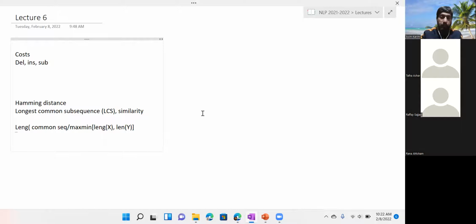And of course, to find that numerator, which is the length of the common sequence between the two strings, you will have to solve the edit distance problem, or in general, the alignment problem. So we have to align the two strings. Once you have aligned the two strings, then you can find the common length in the two sequences.